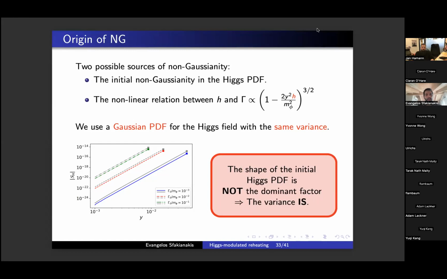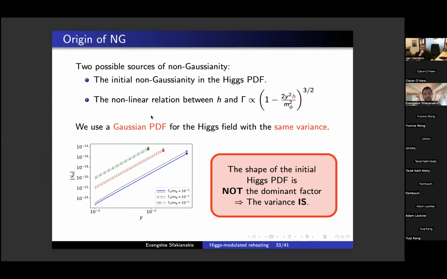So before I go towards concluding, let me say that there are 2 possible origins of non-Gaussianity, right? The initial Higgs PDF is completely non-Gaussian, because the Starobinsky PDF is exponential of -h to the 4th. So the initial PDF is not Gaussian. And also the relation between the Higgs value and the decay rate is nonlinear. It's the 3/2 power of 1 minus h. So the question is, what is the main source of non-Gaussianity? Is it the non-Gaussianity of the Higgs PDF, so that if I change the PDF by a bit, it gives me a completely different result? Or is it the inherent phase space modulation due to kinematics?